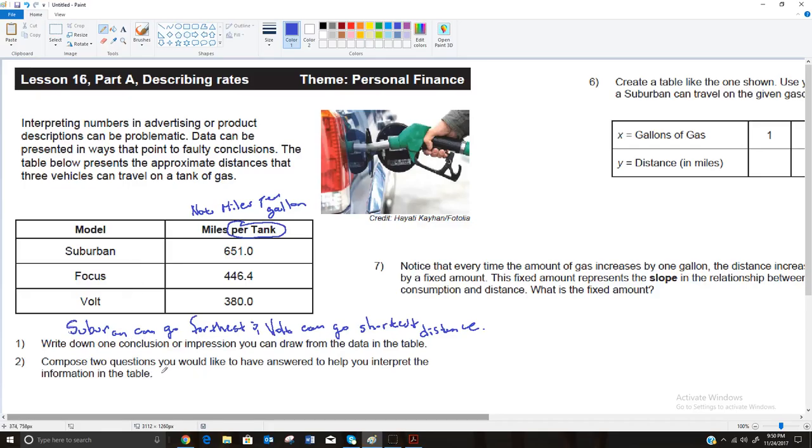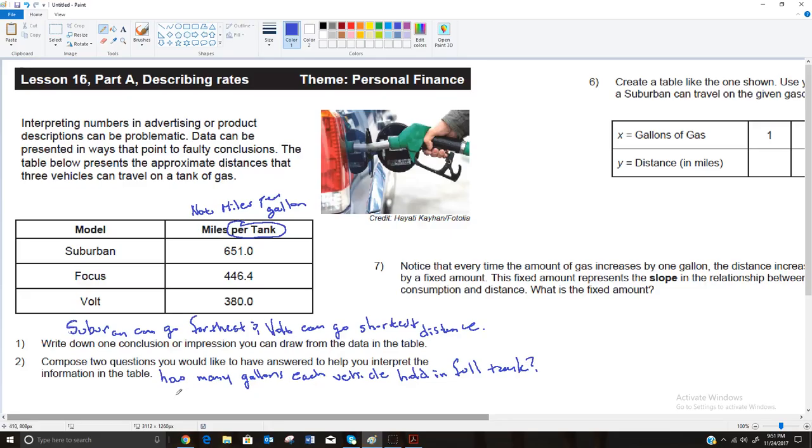So two questions we would really like to have answered so that we can interpret this is how many gallons does each vehicle hold in a full tank? So what is a full tank?